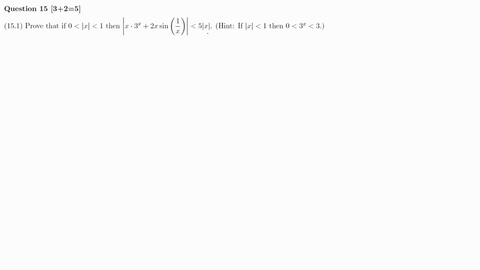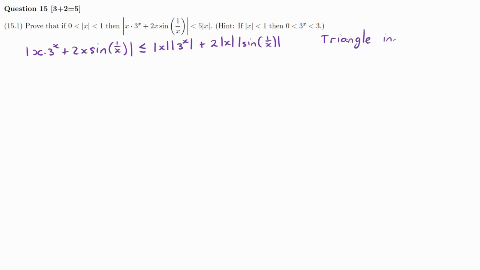Okay. So now let's go quickly manipulate this. Let's say x times 3 to the power x plus 2x sine of 1 over x. So let's divide the terms. Let's say this is smaller or equal to x, and then times 3 to the power x plus 2x sine 1 over x. Okay, this is the triangle inequality. So that's what we used here. So we separated this term from this term, by using that triangle inequality.